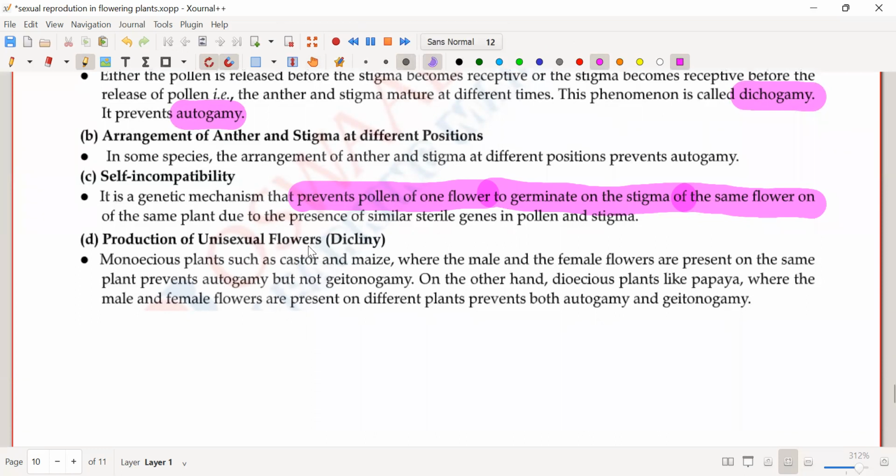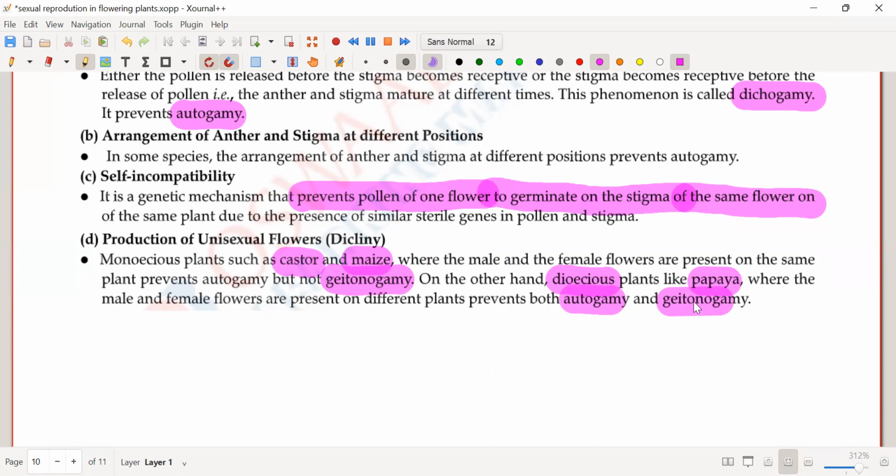Production of unisexual flowers. Monoecious plants such as castor, maize, where the male and female flowers are present on the same plant, prevent autogamy but not geitonogamy. On the other hand, dioecious plants like papaya, where male and female flowers are present on different plants, prevent both autogamy and geitonogamy. What is a dioecious plant? Dioecious plant.